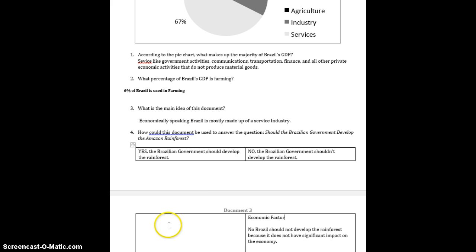All right, now, if you really want to be creative, I'm sure you can make an economic factor that supports, yes, the government should develop the rainforest because maybe it's a growth market. If I'm going to say that it's a growth market, I want to prove that agriculture, which just represents 6% of the economy, could possibly grow the economy larger by having more jobs provided into that segment. So I want to make sure that I use that data to support any evidence that I use for this economic factor in GDP.